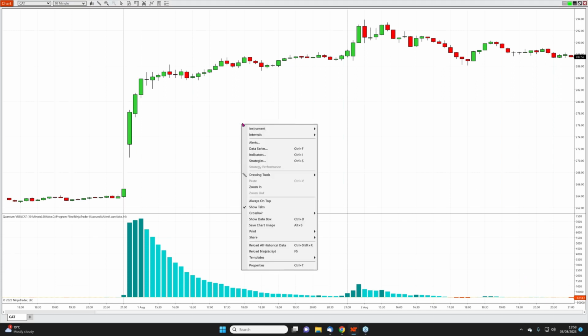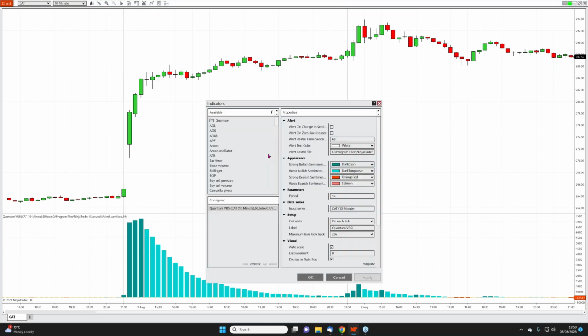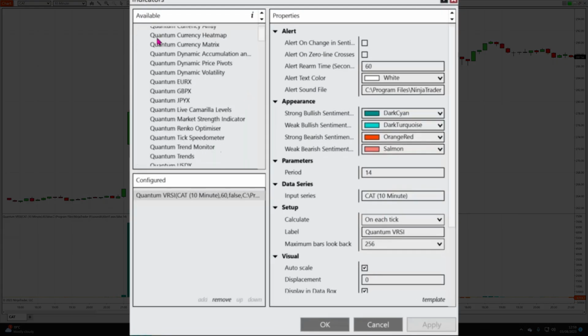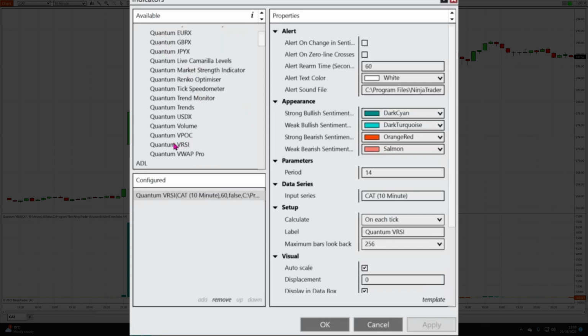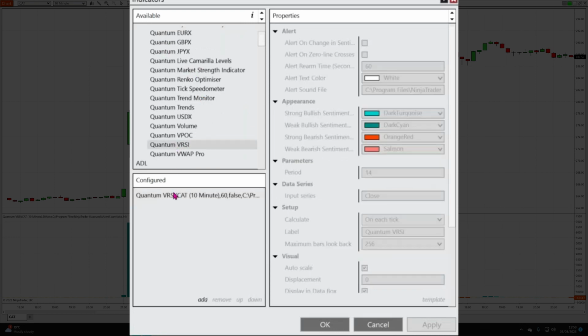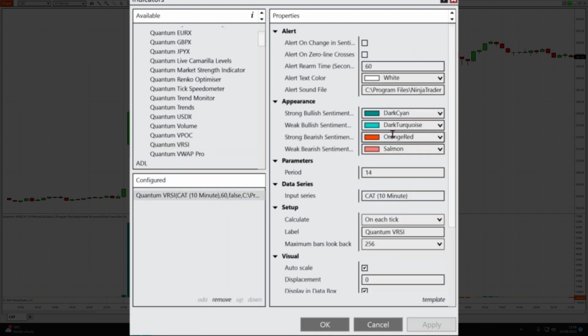So without further ado, I think the place to start first of all is in the back end. We just click on the chart, go into indicators here, click on quantum, and scroll down to the bottom. Here we are, our VRSI indicator, which I've got loaded on the chart. Now, as you'll see, we've got four elements in terms of the appearance. We have four colors, in other words. So we've got a strong bullish sentiment, which is dark cyan, and of course you can change these. These are just the default colors. We have weak bullish sentiment in dark turquoise, strong bearish sentiment in orange red, and weak bearish sentiment in salmon.